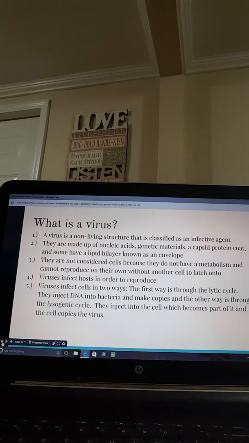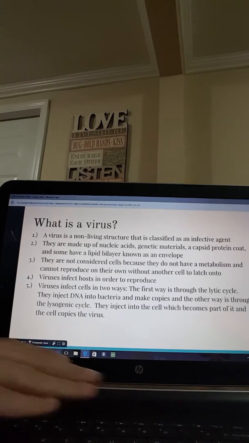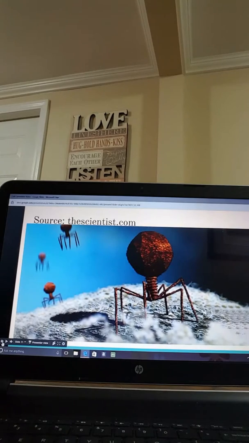Viruses infect cells in 2 ways. The first way is through the lytic cycle. They inject DNA in the bacteria and make copies. And the other way is through the lysogenic cycle. They inject into the cell, which becomes part of it, and the cell copies the virus. So it actually is injected into the DNA, and it becomes part of the DNA and is able to divide without the cell knowing that it's there because it's just dividing. It's doing its usual function. So this is just a picture of what a virus would look like.